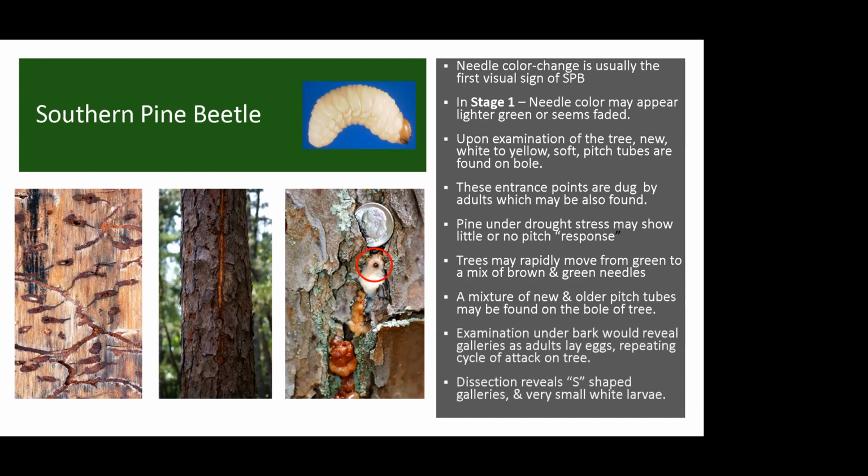If you examined under the bark, you'd find these galleries, as I show on the left-hand side. That's where the adults are laying the eggs and repeating the cycle. And if you go through a dissection process, you'll see the S-shaped galleries and the very small white larvae. They're much smaller than grubs. Up in the top next to my title slide, you can see a picture of what they look like.